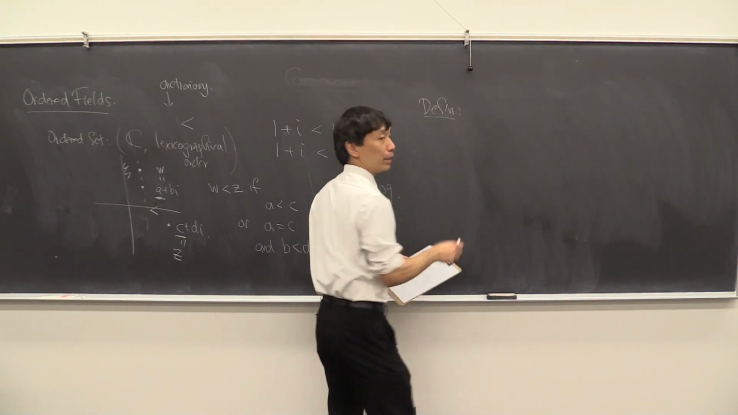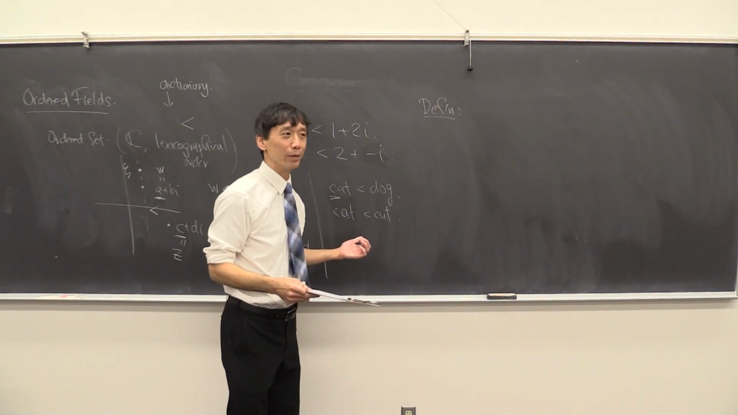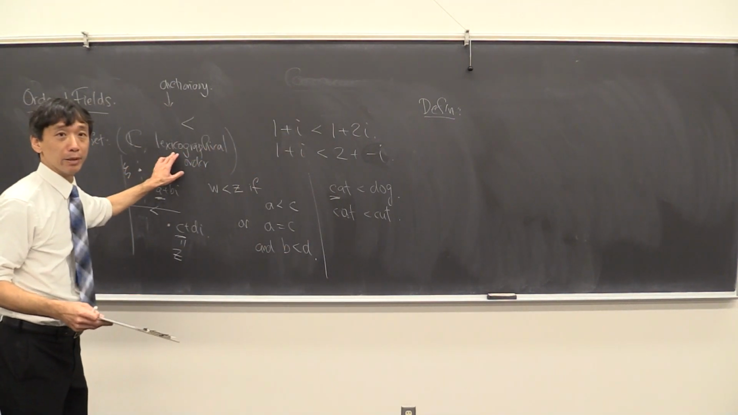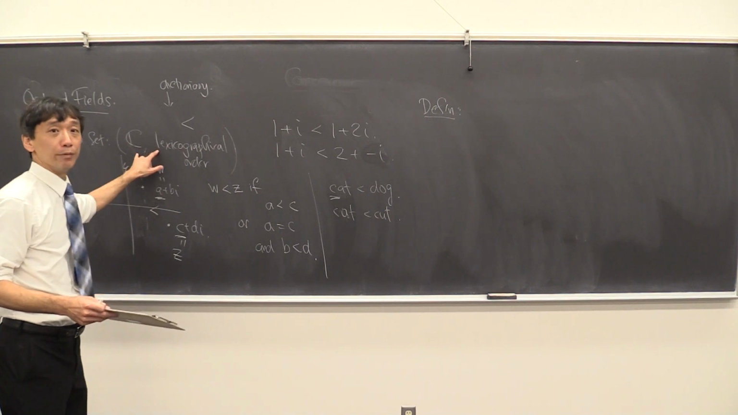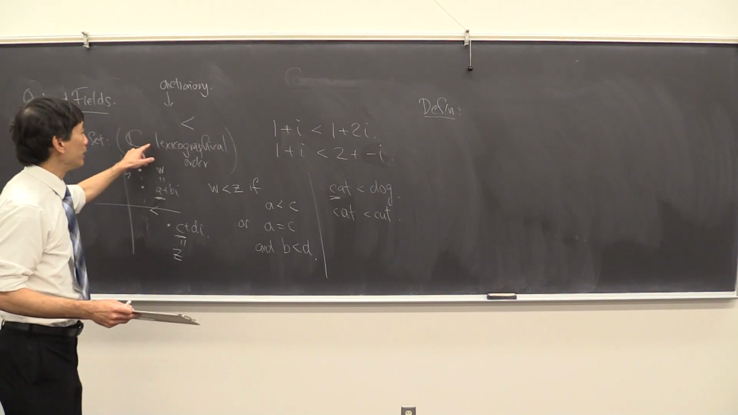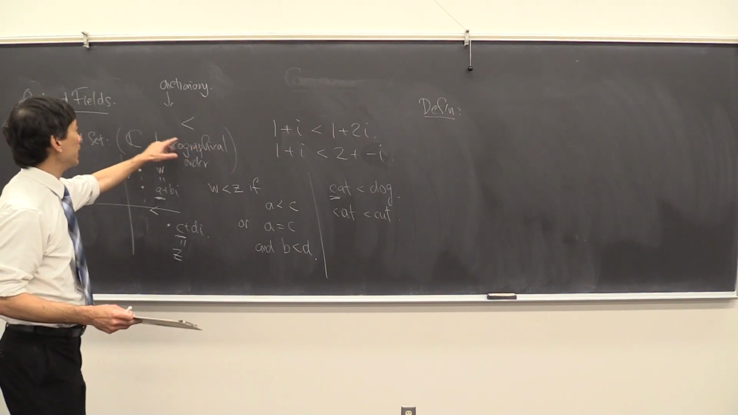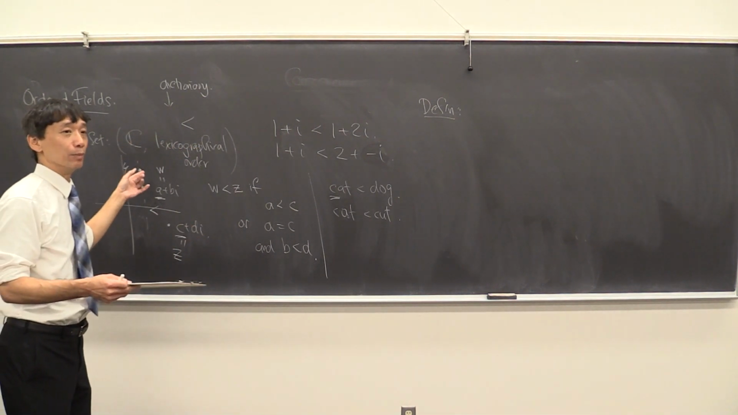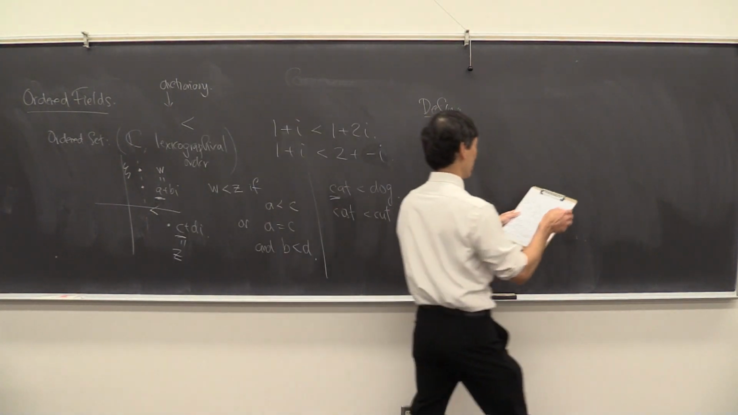An ordered field is not just a field plus an order. Okay, so here's a field and it has an order, but that doesn't make this thing into an ordered field. An ordered field has to be such that the order and the operations work together in the way that you would want them to work. So what I mean by that is the following.